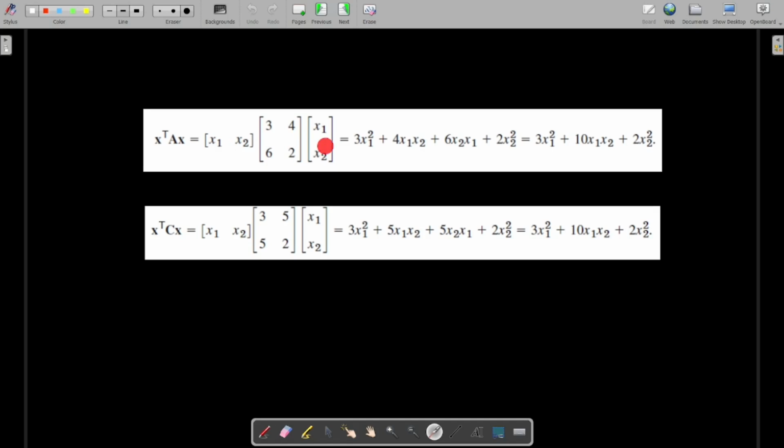When you multiply all these matrices, you will get an expression like this. It's equal to 3x1 square plus 10x1 x2 plus 2x2 square. And suppose you are taking another matrix here in the place of A. So you have x transpose Cx equal to, in the place of 3, 4, 6, 2, here you have 3, 5, 5, 2. So the speciality of this matrix is that it is symmetric.